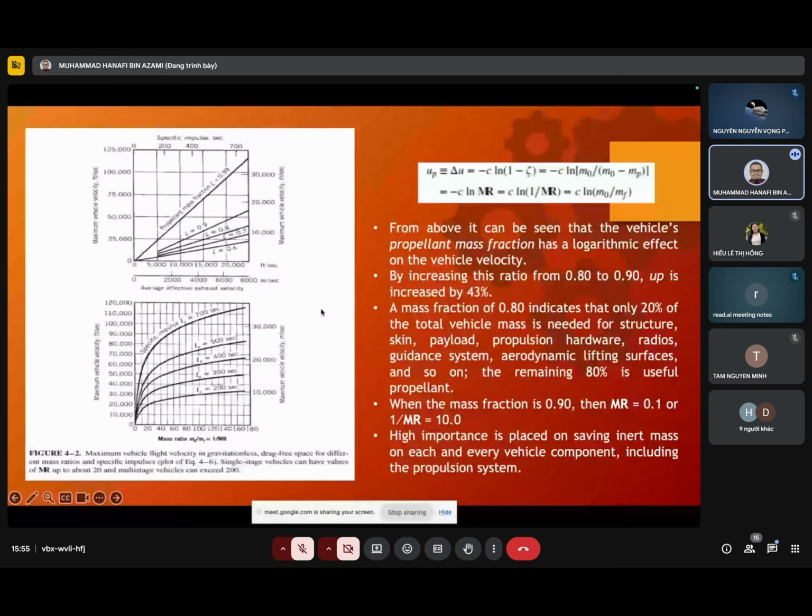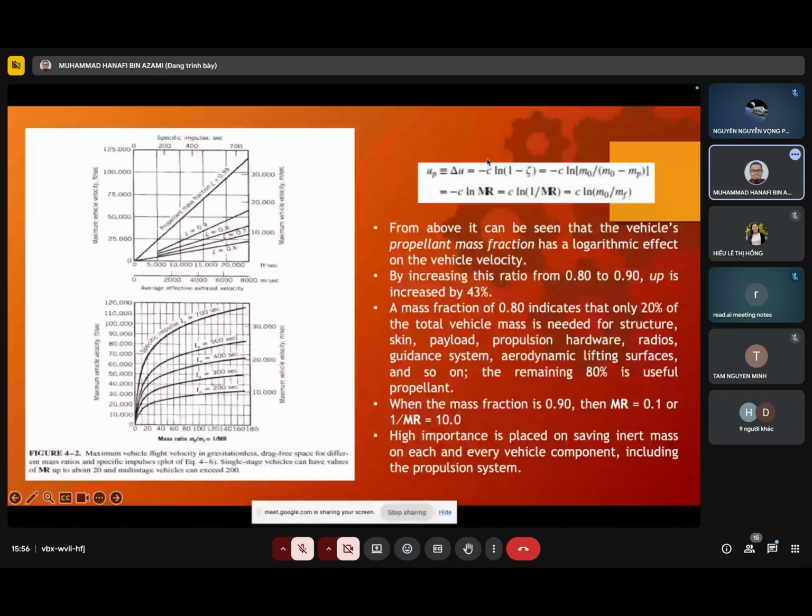Number two, if you have better specific impulse, for example 200 seconds, 100 seconds, you have a good maximum vehicle velocity. This mass ratio is m dot over mf. The higher the mass ratio, the better, but the maximum velocity approaches a constant value.